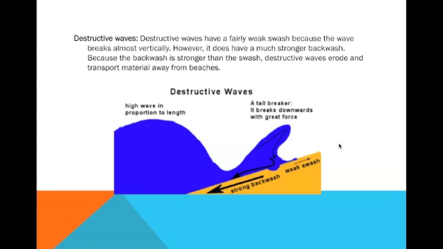So, there are different kinds of waves. Firstly, let's look at a destructive wave. Destructive waves have a fairly weak swash, so they are not very strong in bringing water and load up the coast, because the wave breaks almost vertically. However, it does have a much stronger backwash. Because the backwash is stronger than the swash, destructive waves erode and transport materials away from beaches.